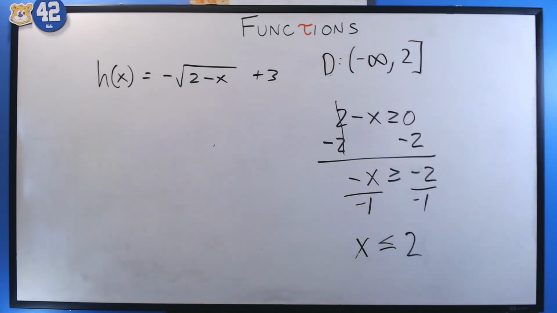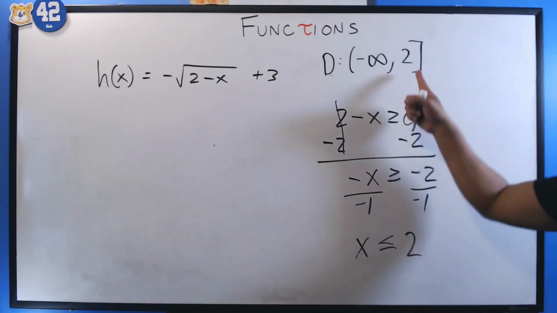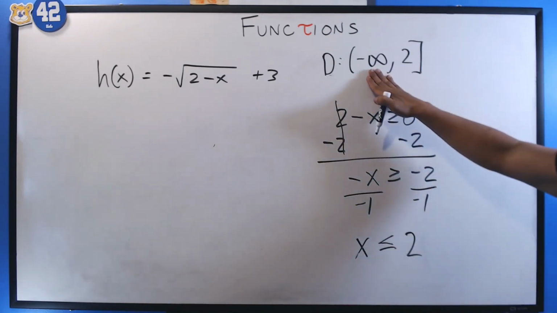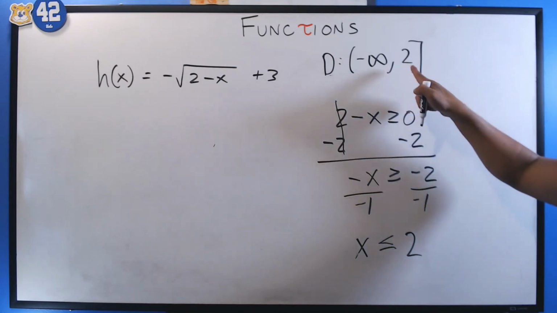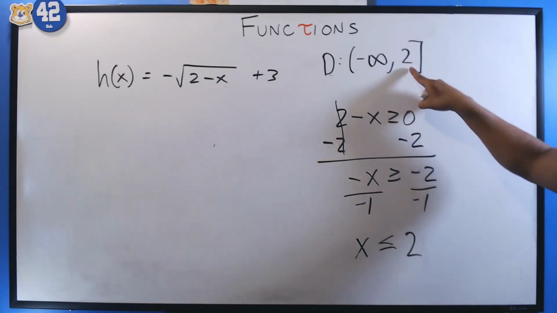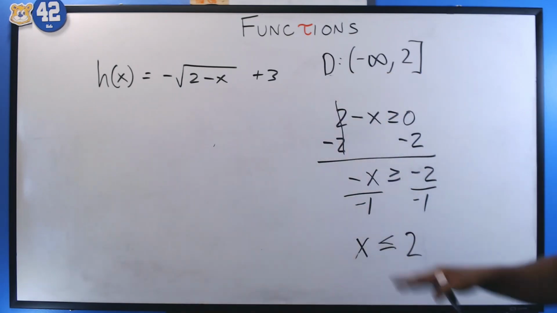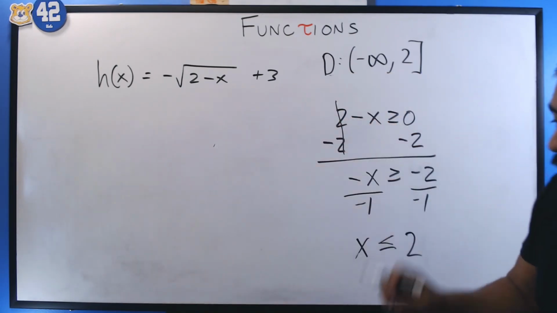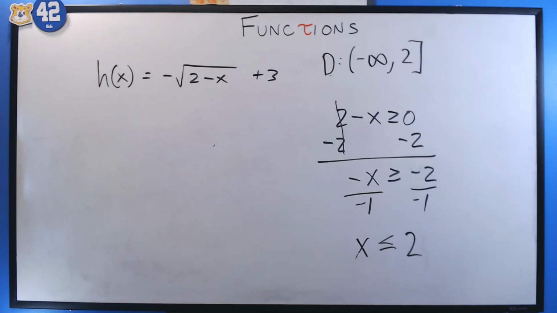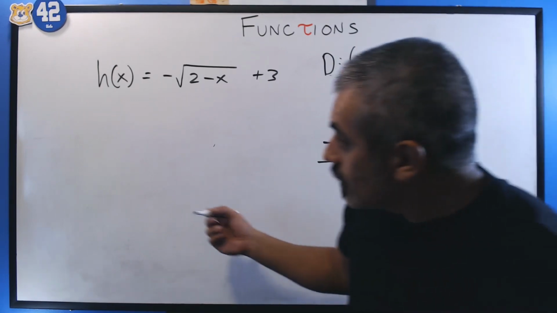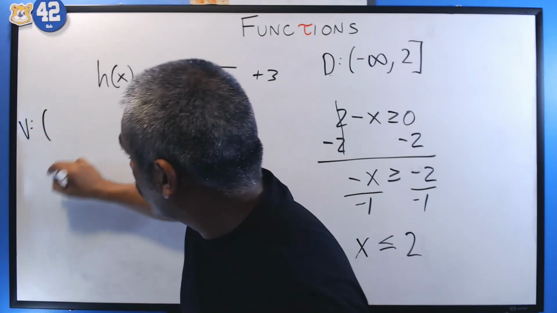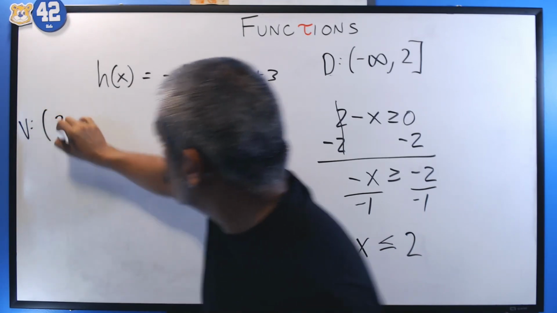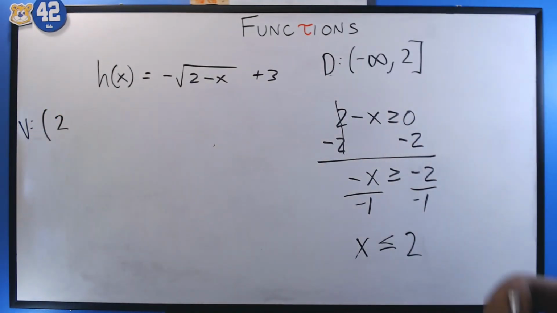Now, in this case, the largest value we can use is 2. We're not going to evaluate for infinity, but we're going to find that vertex. And that vertex, or that starting point, is going to be whenever x is 2. So let's go ahead and plug into here to see where the y value of that point is. So I'm just going to put it right here. And I'm going to call it v for vertex for now. And I'm going to say this one is at 2. And I'm going to find that other value.